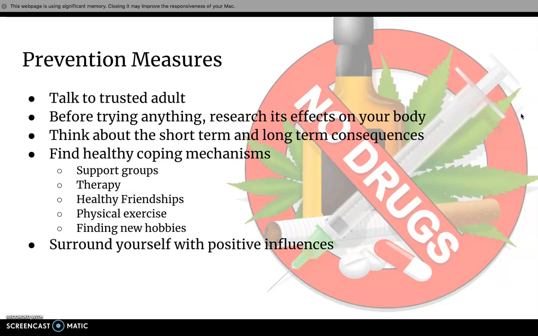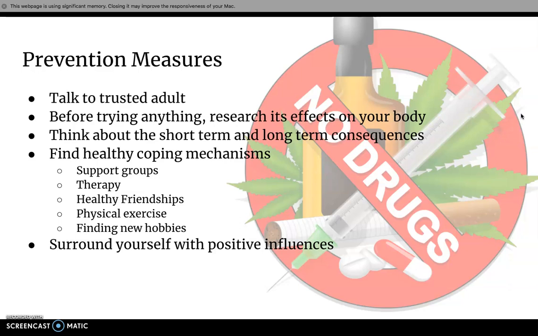Most of the time teenagers don't seek out help because they're scared of getting in trouble or scared of consequences, but I guarantee that if you seek out somebody and let them know that you want to change this behavior or you want more information, a trusted adult will be willing to sit down and talk to you. Then before trying anything, just research its effects on your body.